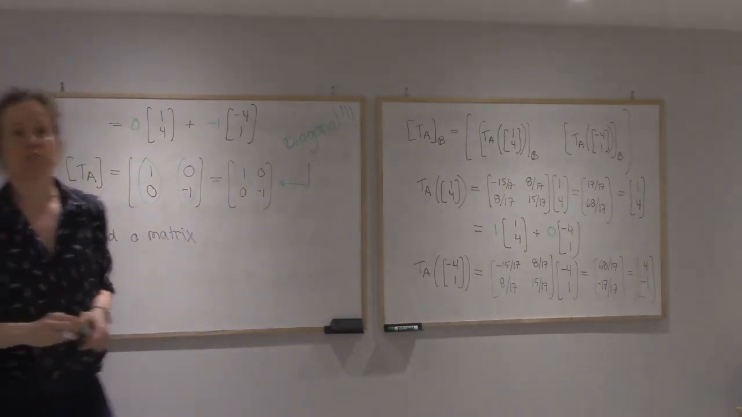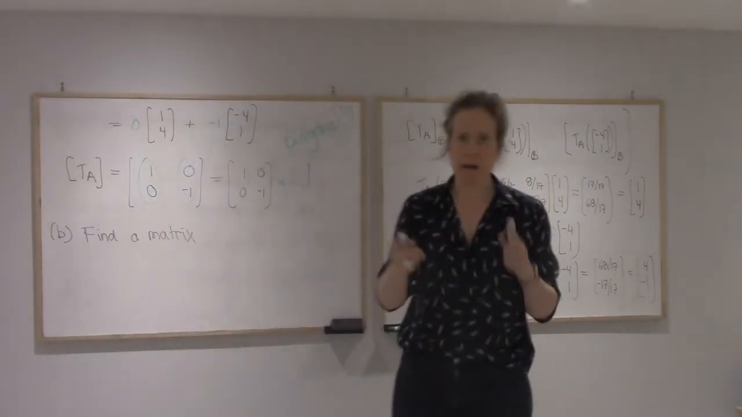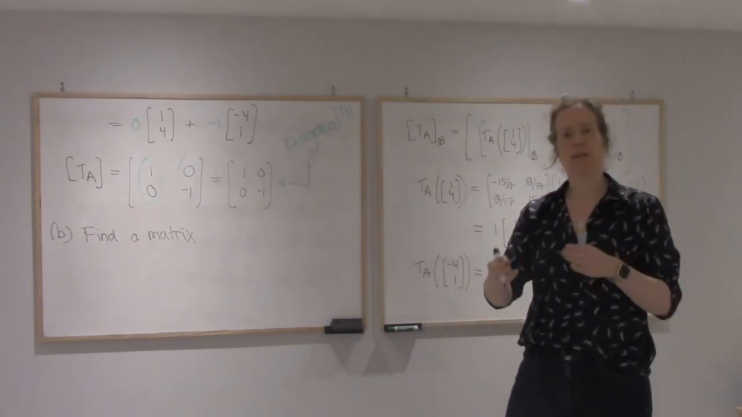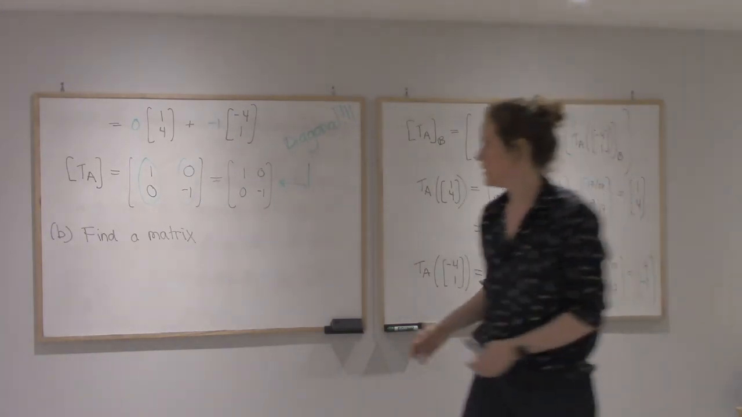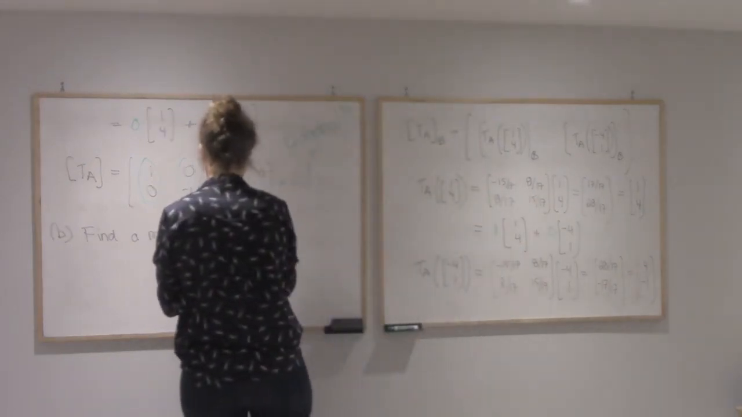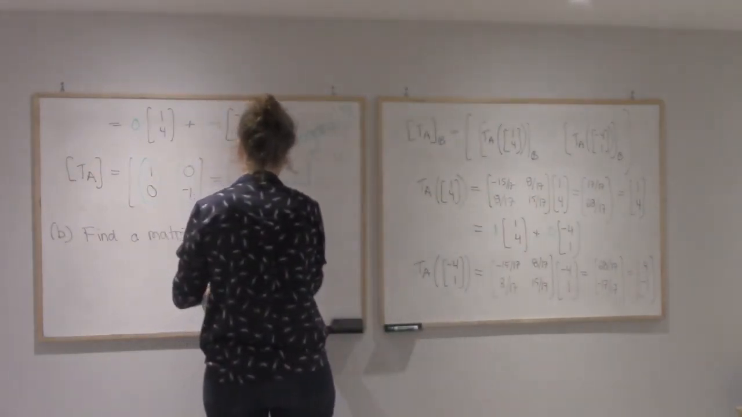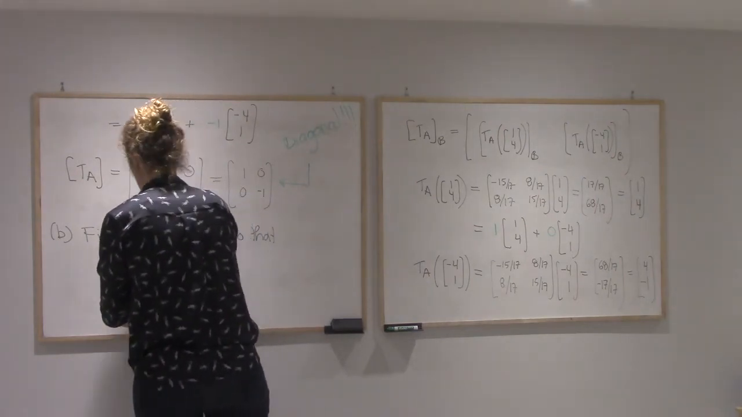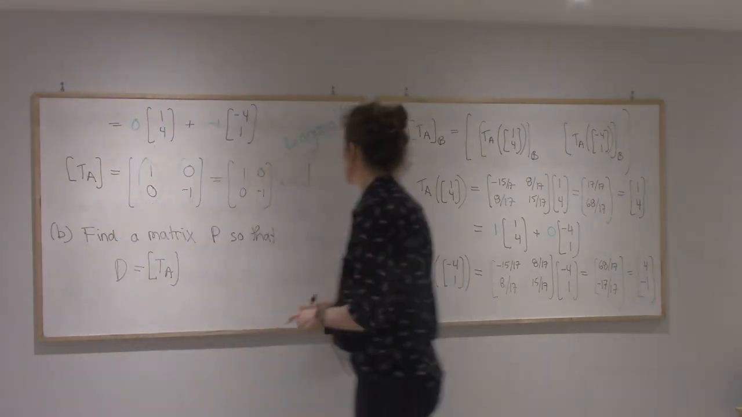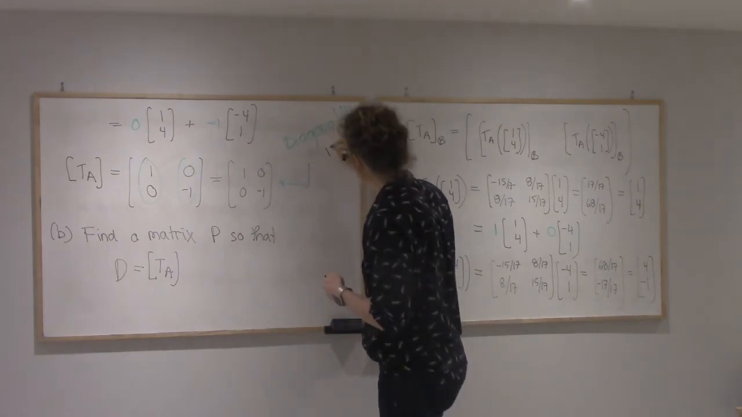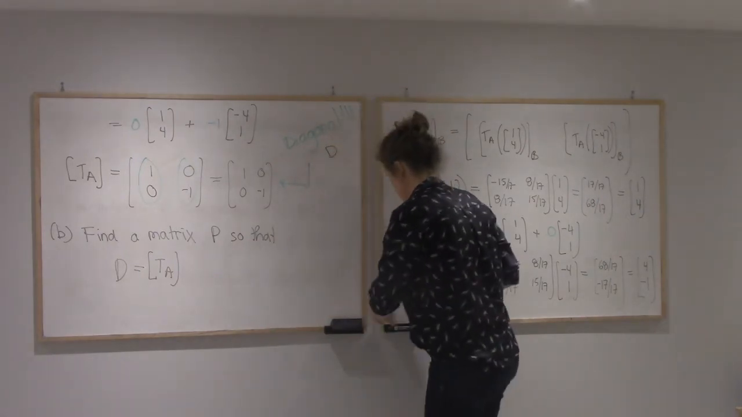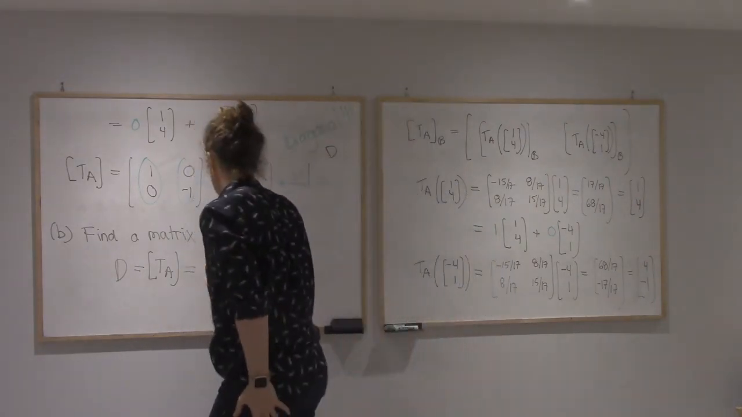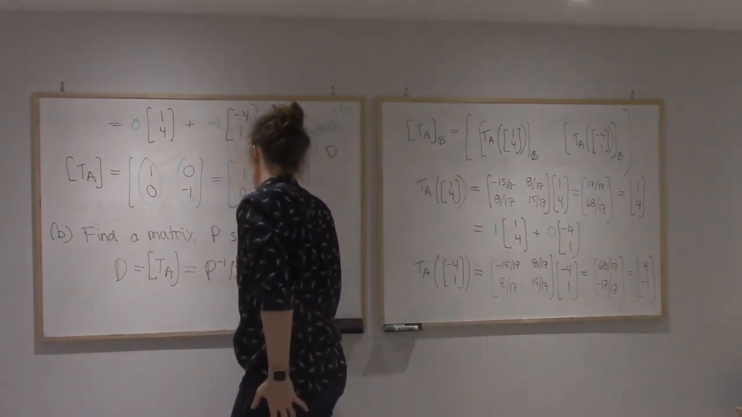In the definition of diagonalizable, we talked about A and D being similar. So we need that matrix P that will transform A into D. So I want TA, and I'll call it D because now we know it's diagonal. I want to find P so that this is P inverse AP.